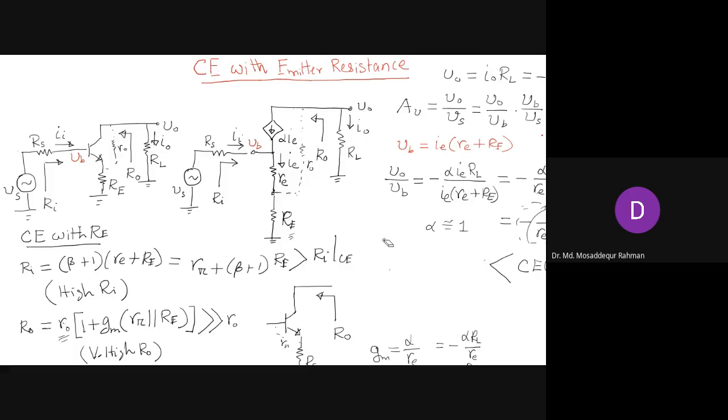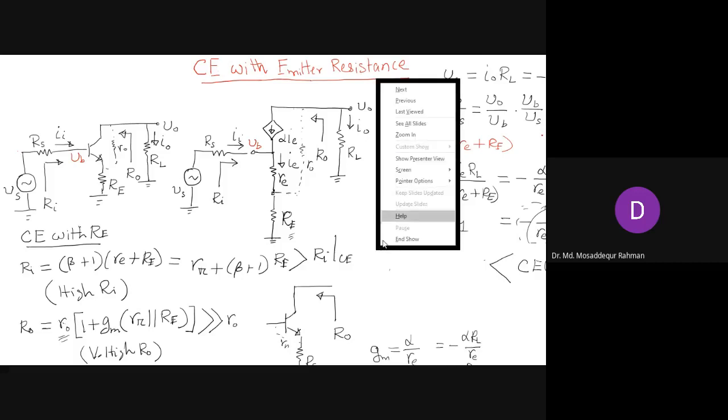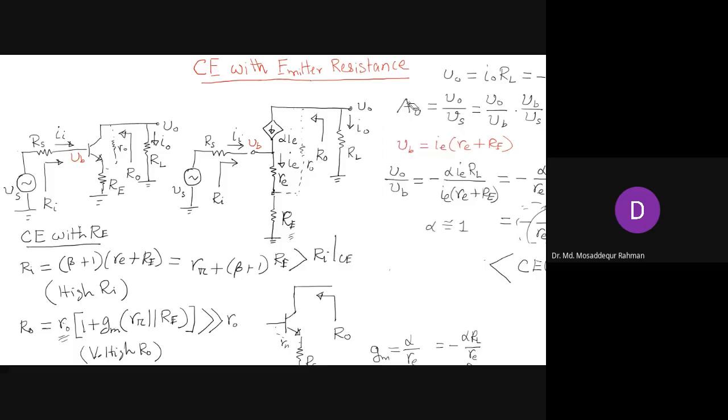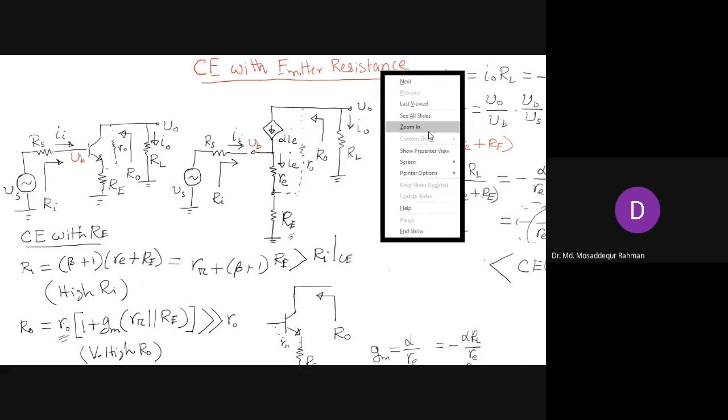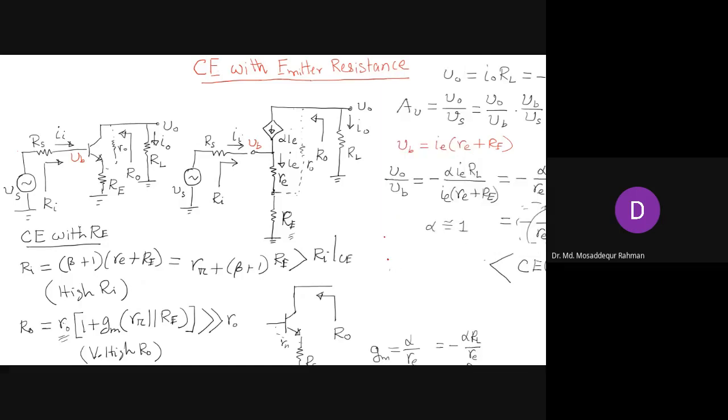Can't erase this. Go to previous. Okay, so what I do, I write it here in next, and that will be easier.